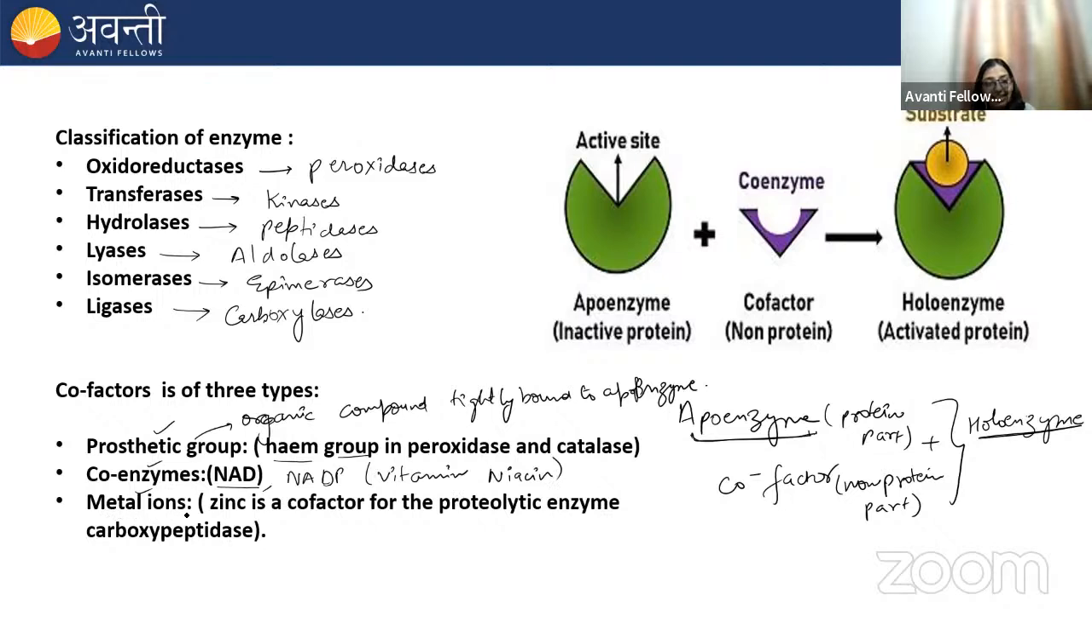Next cofactor is the metal ion. Metal ions show coordination bonds. They form the coordination bond with the side chain at the active site and with the substrate. An example of a metal ion is zinc, which is a cofactor for the proteolytic enzyme carboxypeptidase. Remember, the cofactors are very important.